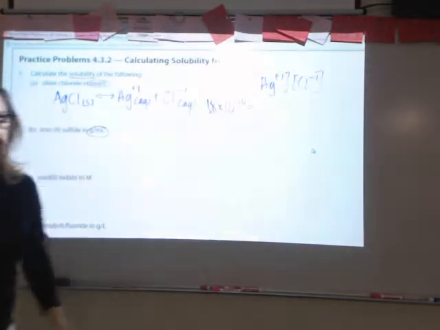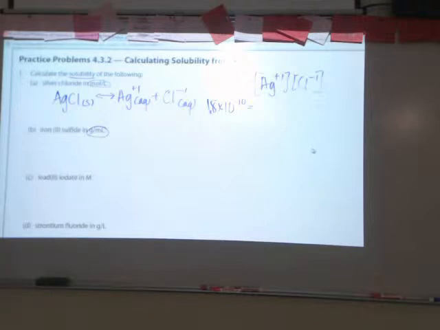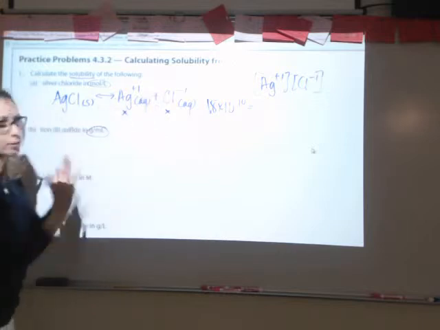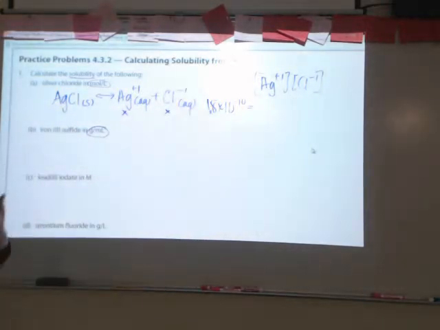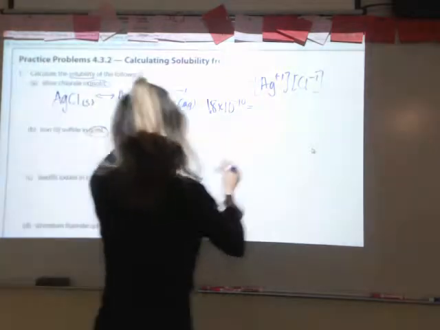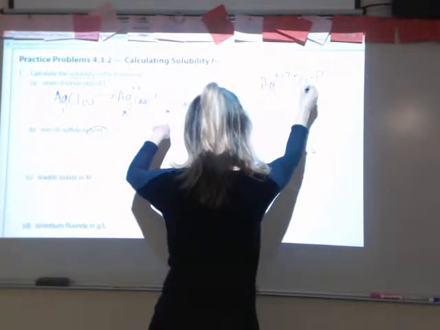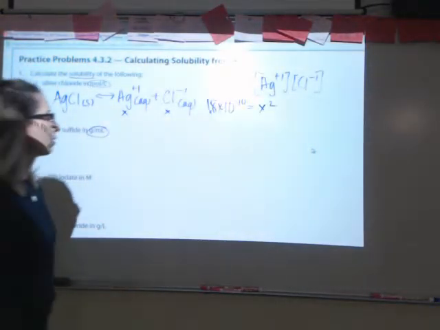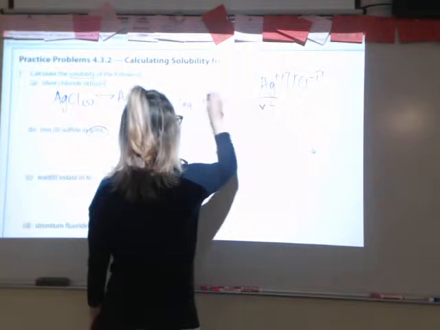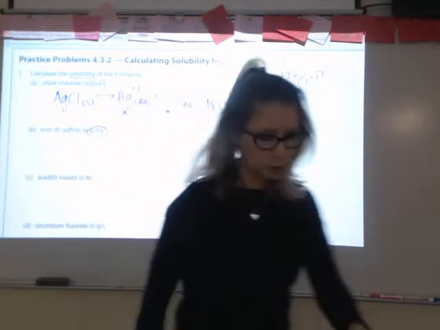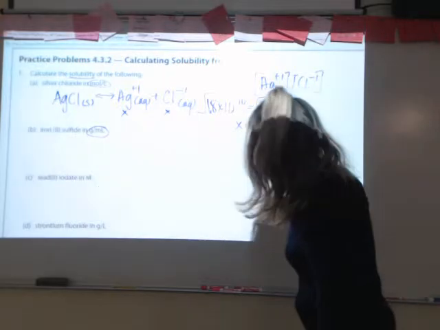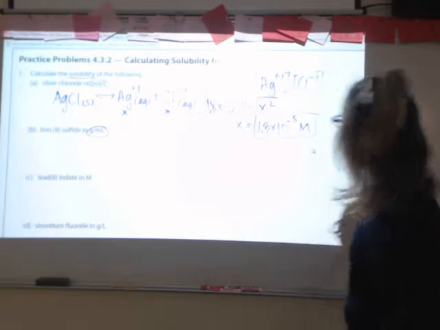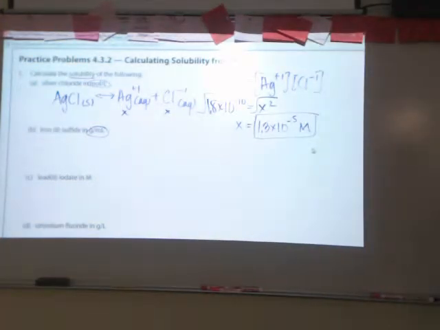Now, how am I supposed to get the concentration of my ions in solution? Well, couldn't I use a variable? So couldn't I just say, well, this is X and this is X? I mean, they're both 1, right? I have 1 of each. So they will have the same concentration. So I can substitute these X's in here. What is X times X? X squared. How do I solve for X? Take the square root. So you're going to end up with 1.3 times 10 to the negative 5th molarity for your solubility. That is moles per liter.